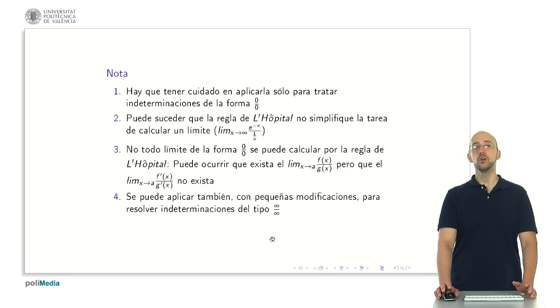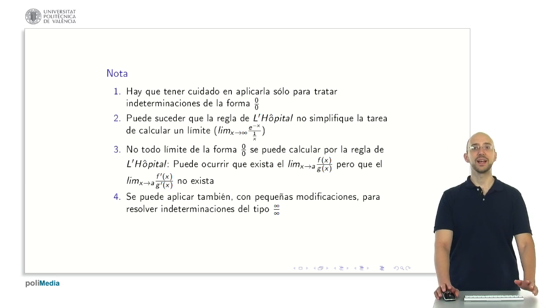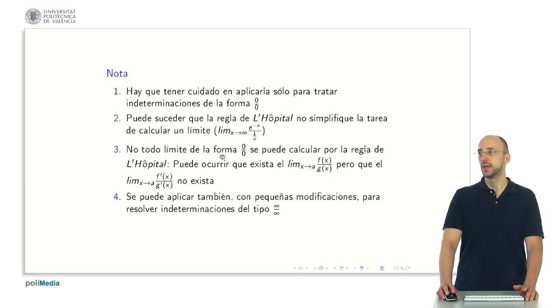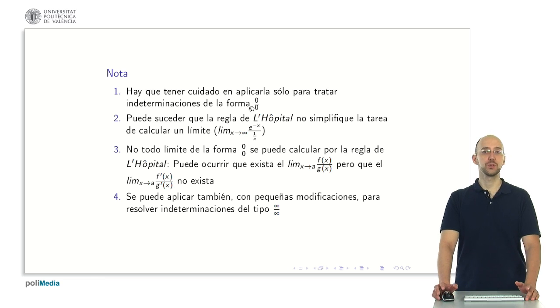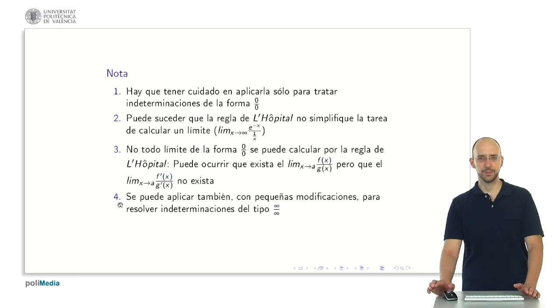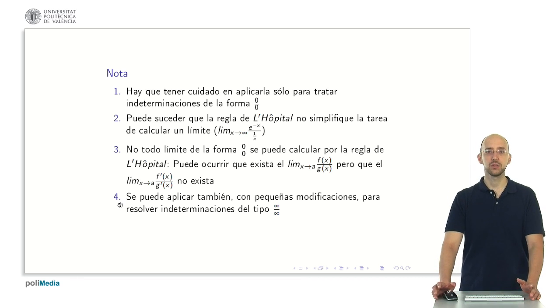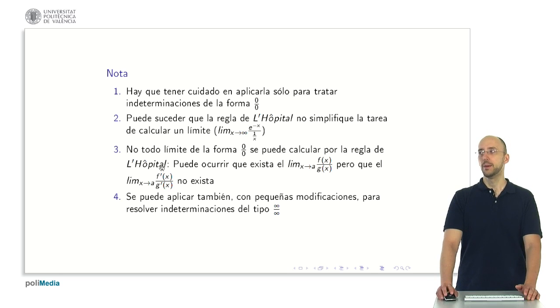I'd like to highlight some important notes regarding L'Hopital's rule. First, it's crucial to apply this rule exclusively when dealing with indeterminate forms of the type 0 over 0. There are various other types of indeterminate forms. We'll explore one of them in point 4, which will also provide a small note to broaden its applicability. In principle, it's primarily used to resolve indeterminate forms of the type 0 over 0. Second, it's worth noting that L'Hopital's rule may not always make the task of calculating a limit simpler.